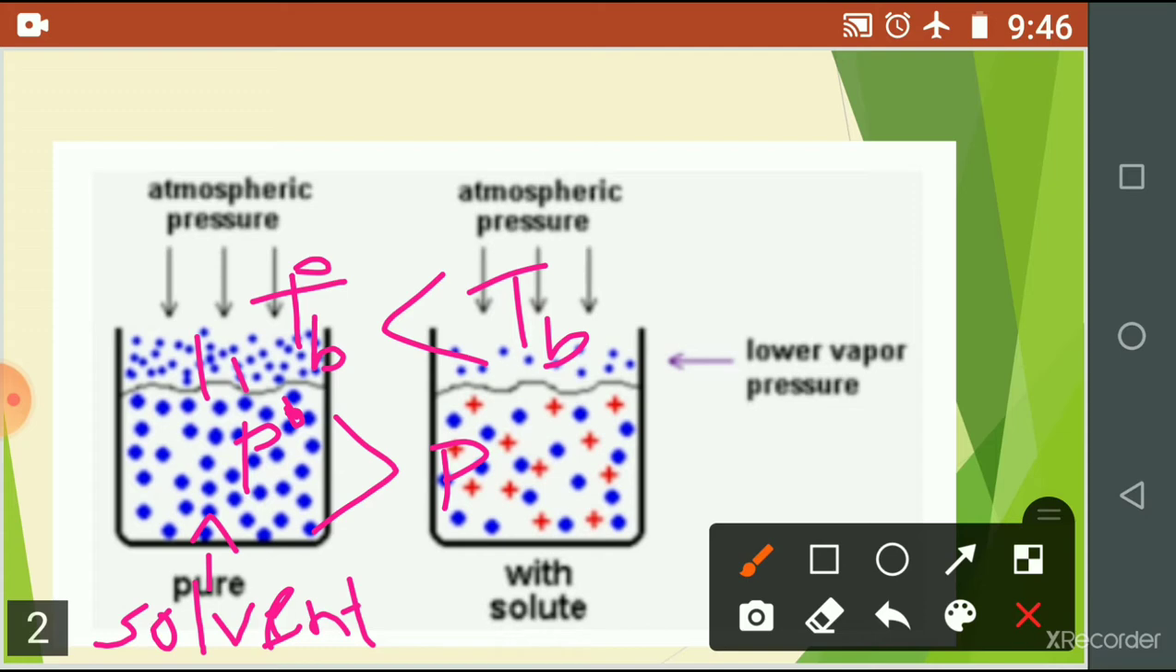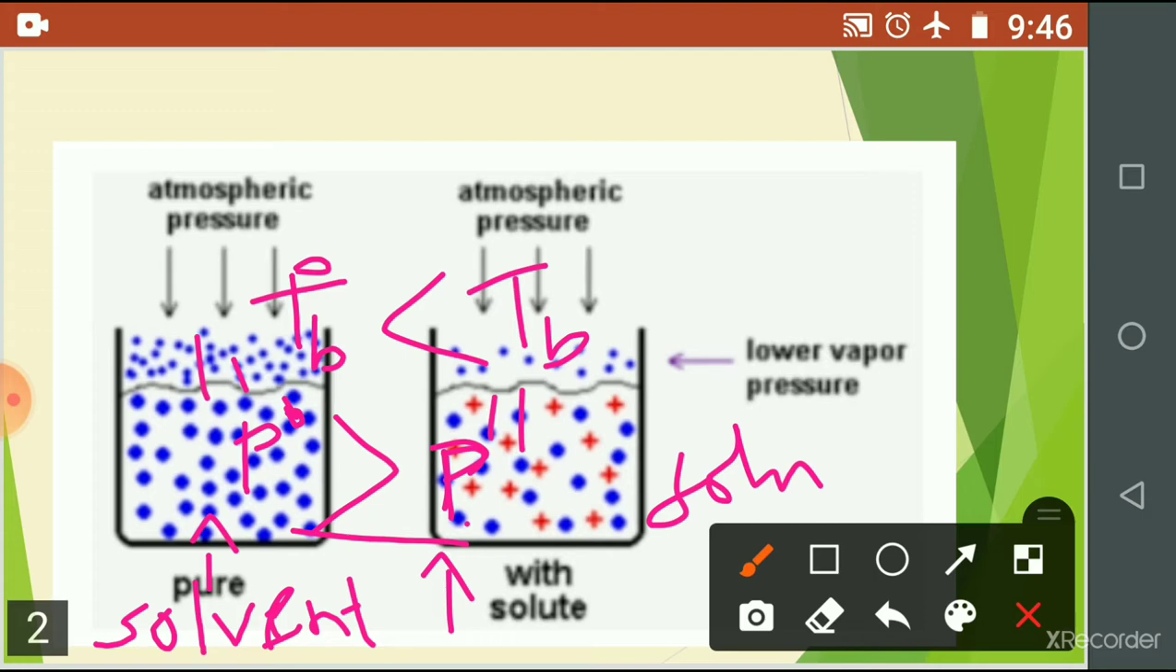If we add some non-volatile solute to the pure solvent, then as we have discussed, the vapor pressure of the solution formed will be less than that of the pure solvent. Now, the vapor pressure of this solution, P, should become equal to atmospheric pressure. It means we have to supply a certain amount of heat to it, so we increase the temperature so that its vapor pressure becomes equal to atmospheric pressure.